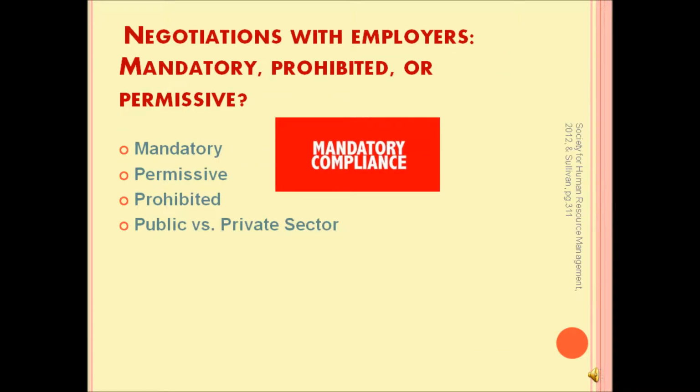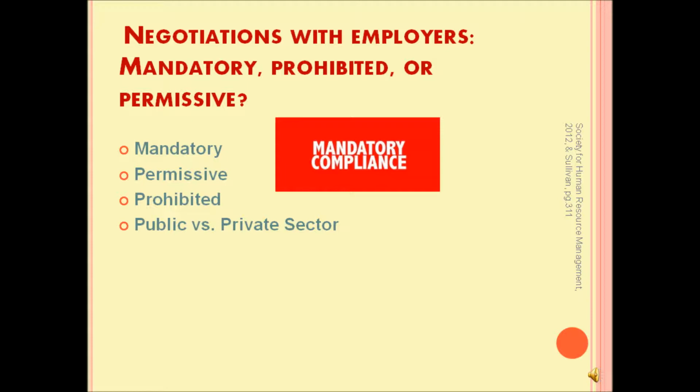Next, I'm going to discuss types of negotiations. There are 3 types of negotiation: mandatory, permissive, and prohibited. Mandatory bargaining topics are ones that directly relate to the rules laid out by the NLRB. A refusal to negotiate on this type of topic is considered a violation of the NLRB.